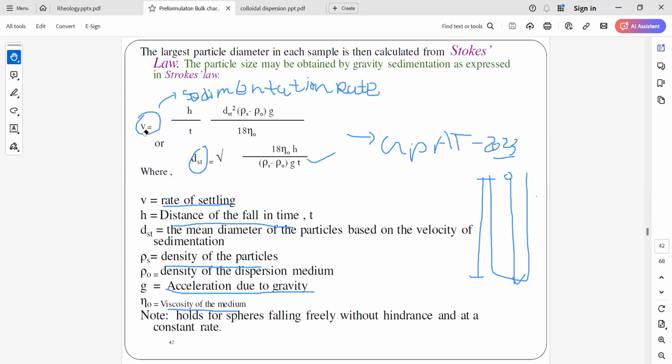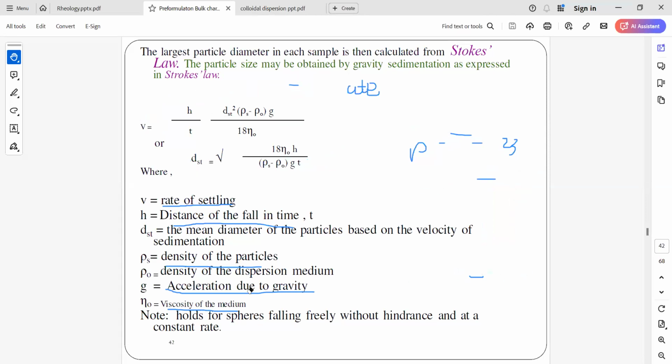Okay, because questions from the Stokes diameter also come up many other times. So remember this Stokes equation and Stokes diameter, as we have discussed the definition of Stokes diameter, right? That is, a spherical particle and an irregular particle having the same sedimentation rate.